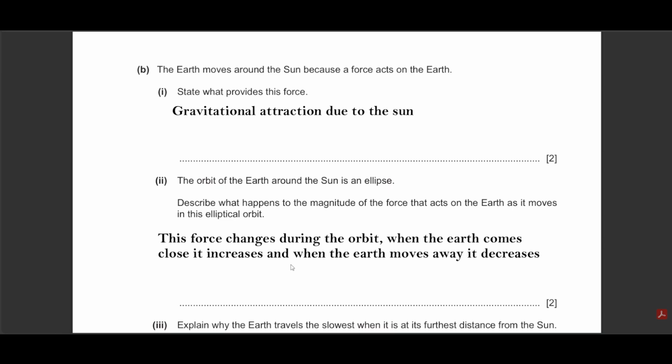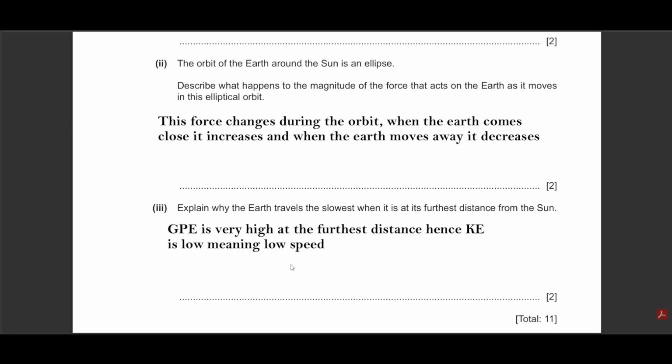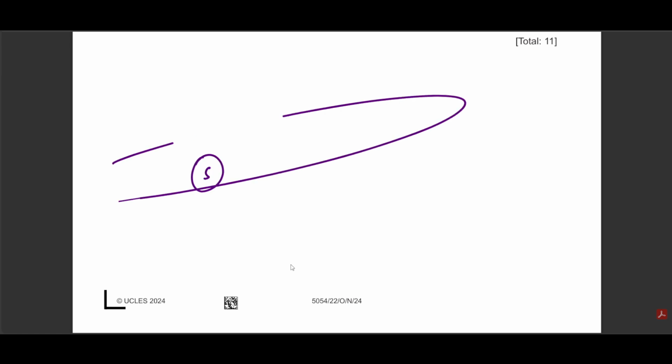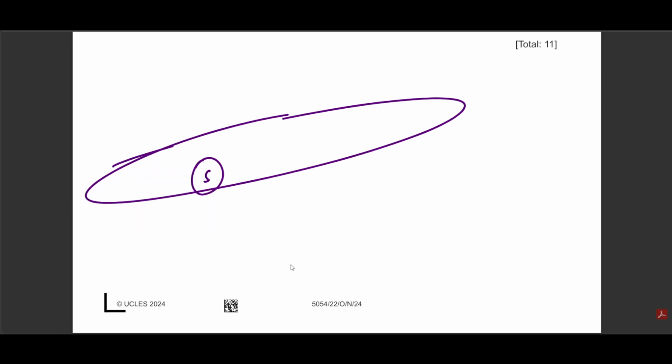The Earth moves around the Sun. State what provides this force. That's the gravitational attraction due to the Sun. Again, that's due to Newton's law of gravity. You can do your research on this. I also have a video on the playlist in the GCSE O-level spec. The orbit of the Earth around the Sun is an ellipse. What does that mean? It means that if this is the Sun, then the orbit of the Earth is somewhat like this. It's not a perfect circle.